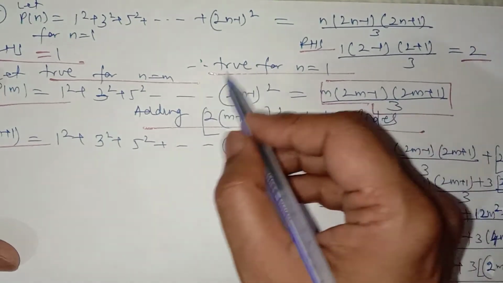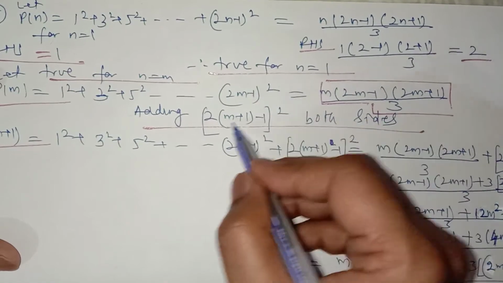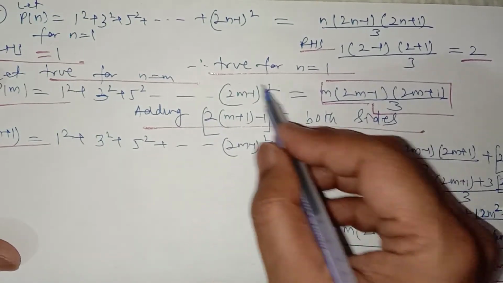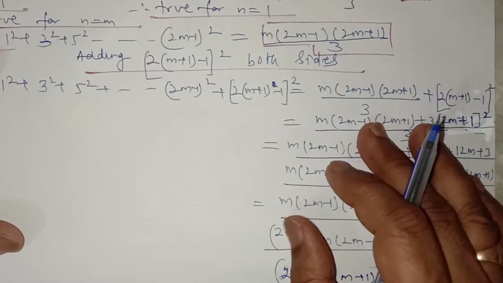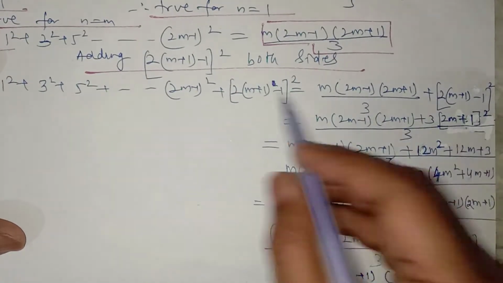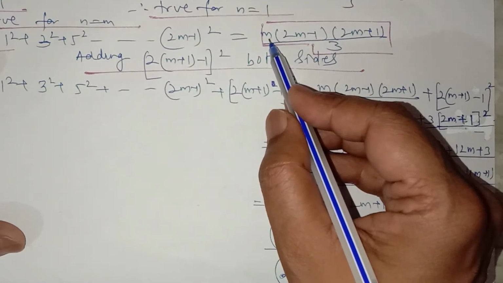Adding the next term of this, which is 2m plus 1 minus 1 whole square. Adding the next term to this as well as to this in the right hand side. Simplify this. You will get the next term of this will be m plus 1.